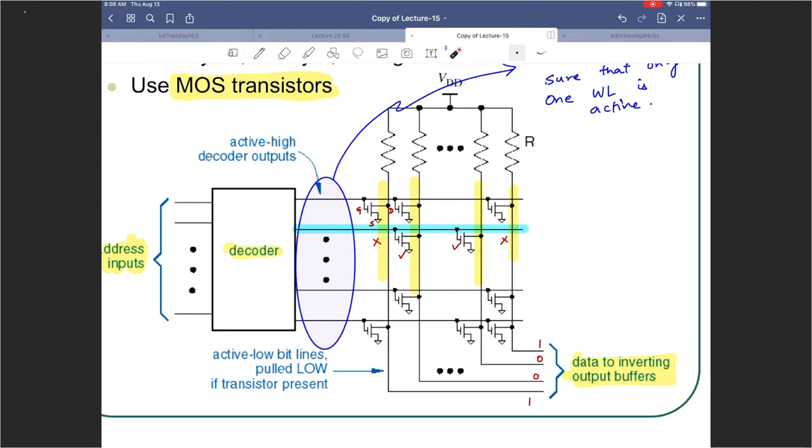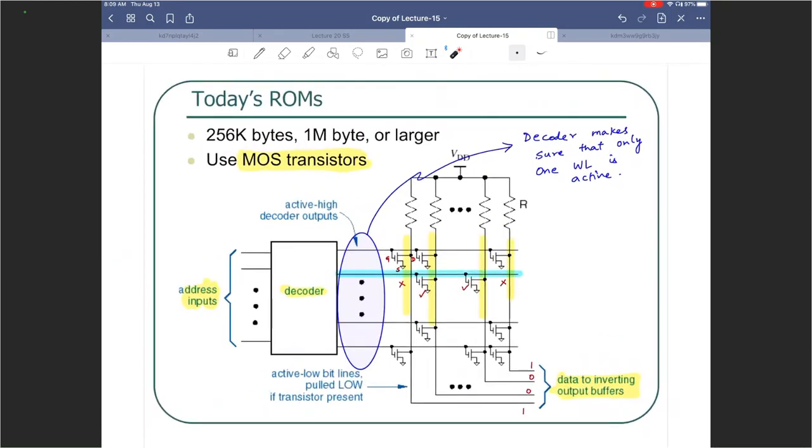So it's exactly the opposite of what we want. We want the behavior that if you want to store a one, you put a transistor over there, right? And in order to accomplish that with this particular structure, you would simply have to feed these outputs to inverting output buffers. As soon as you do that, the absence of the transistor will correspond to a zero eventually, and the presence of an NMOS transistor will correspond to a one eventually, right? So instead of using diodes, you can use NMOS transistors to accomplish this.